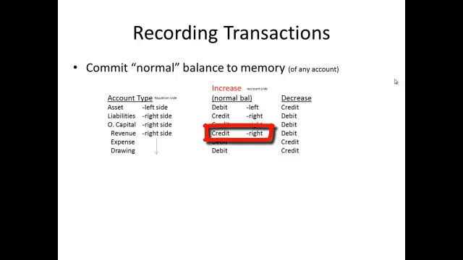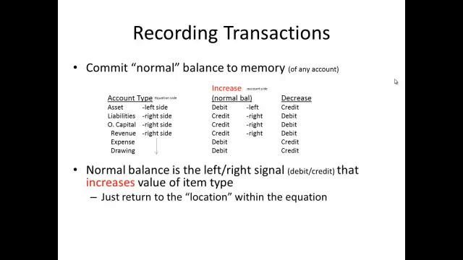Expense and drawing, these are in contrast to building up equity, they reduce equity. So therefore, the normal balance on expense account would be a debit, just likewise a drawing. Reflects a reduction in assets that an owner has taken out. Expense and drawings counter or reduce the value of the owner's equity category. So the normal balance is the left-right signal that increases the value of the item. We just return to the location within the equation to judge the normal balance of the account that we're dealing with.